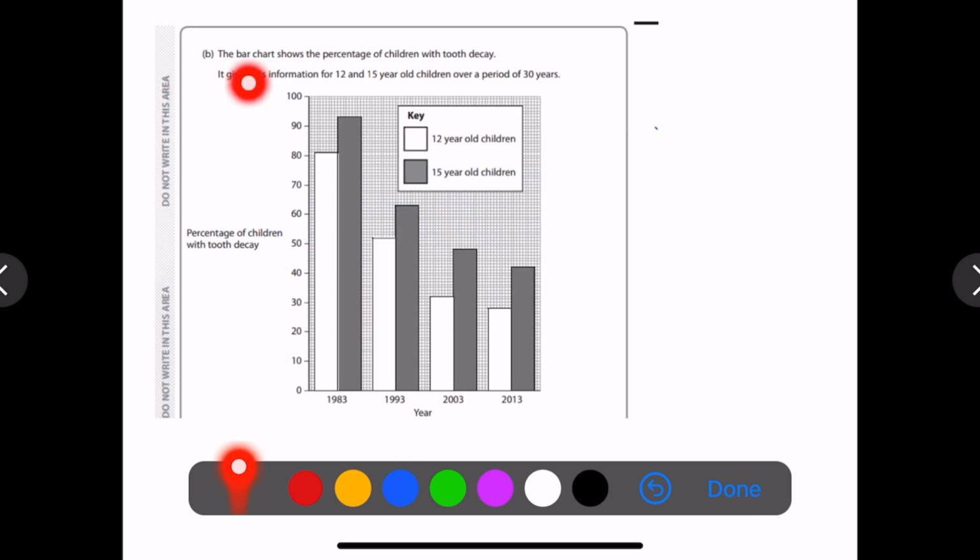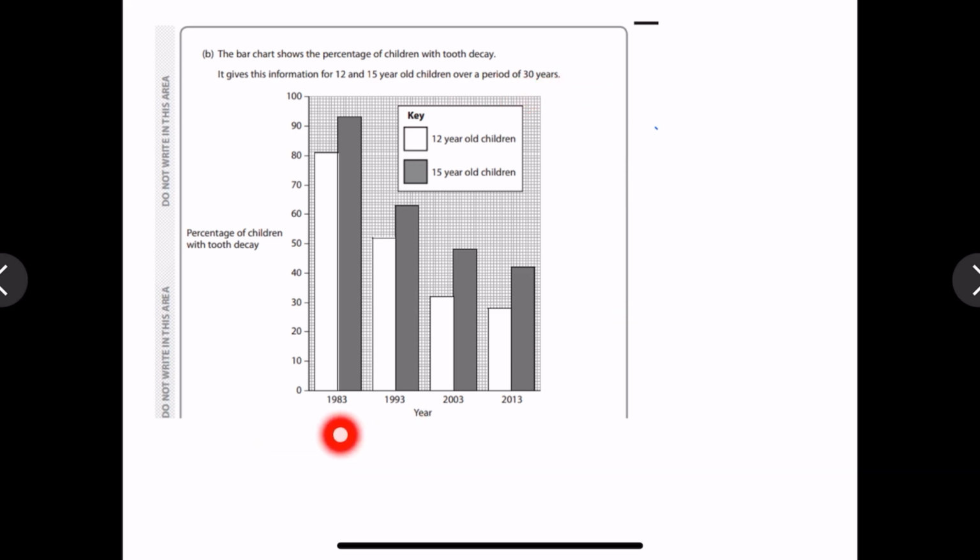Question B. The bar chart shows the percentage of children with tooth decay. It gives the information for 12 and 15 year old children over a period of 30 years. They have shown the bar chart starting from 1983 till 2013, and this is how they are showing the percentage of children with tooth decay. White bars are showing 12-year-old children and the dark ones are showing 15-year-old children.